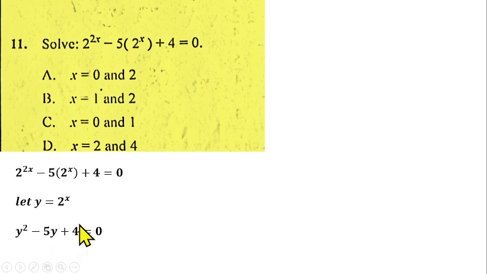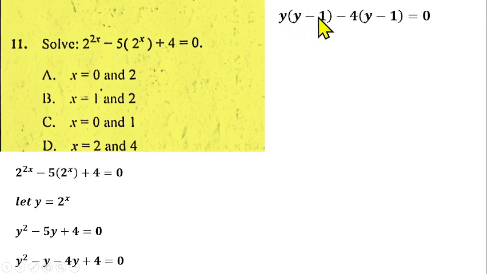So this can be solved using factorization method. Two values we can multiply together to give us plus 4, and when you add them together give us minus 5. That will be minus 1 and minus 4. So you'll be having y squared minus y minus 4y plus 4 equals 0. You can factorize this. So y is common here, so you'll be having y into y minus 1.